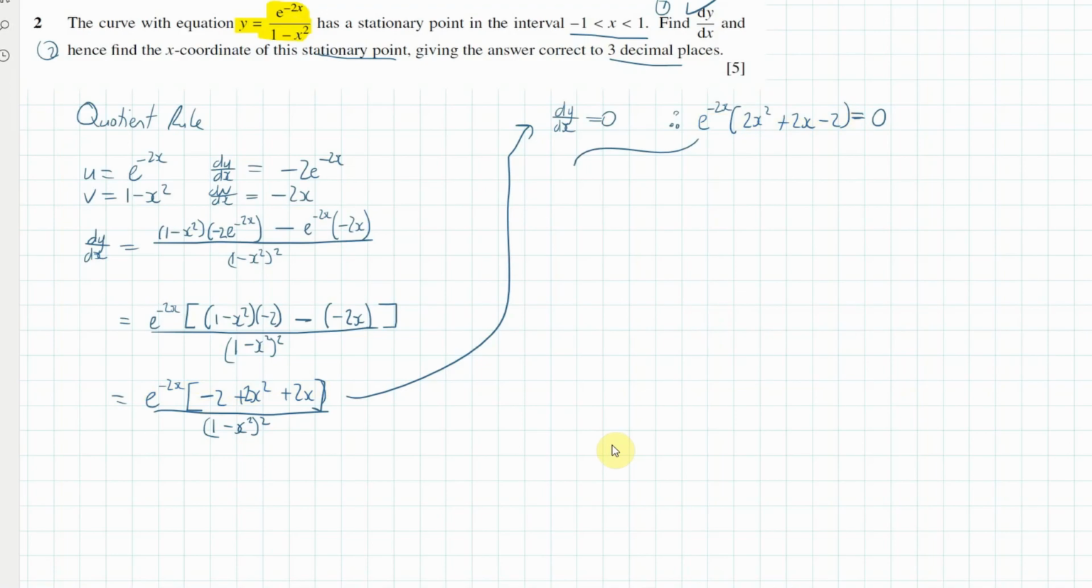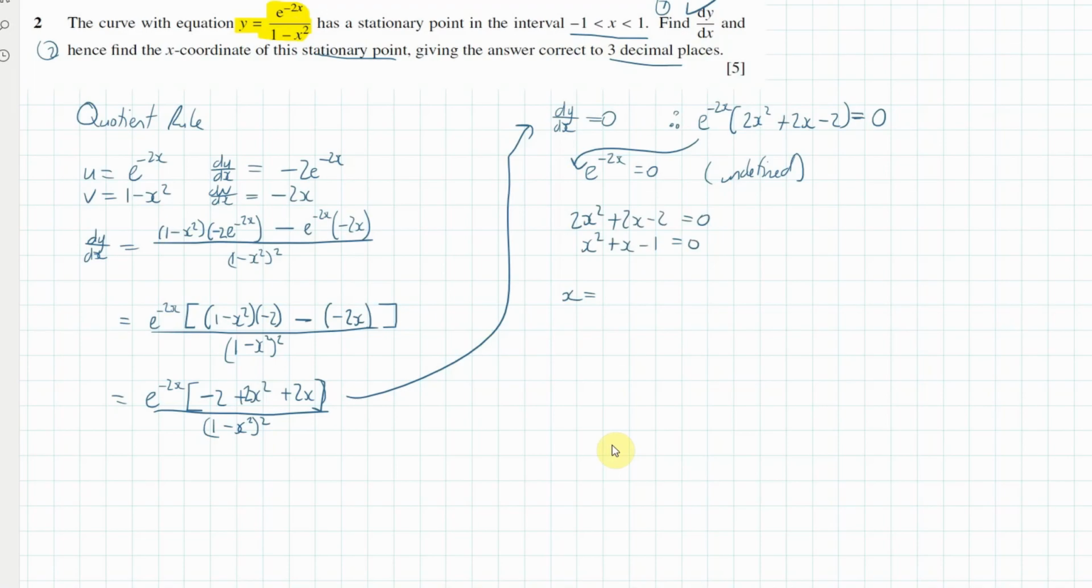Now, that means either this equals 0, but that's undefined. If you think about drawing that, there's no value for x to make e to the minus 2x equal to 0. So that means the only other one is this one. I'm going to divide that all out by 2. Then I'm going to use my quadratic formula.